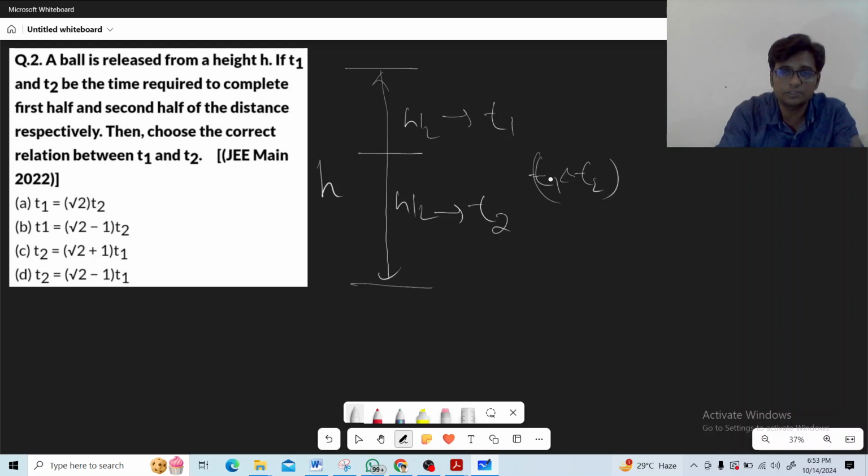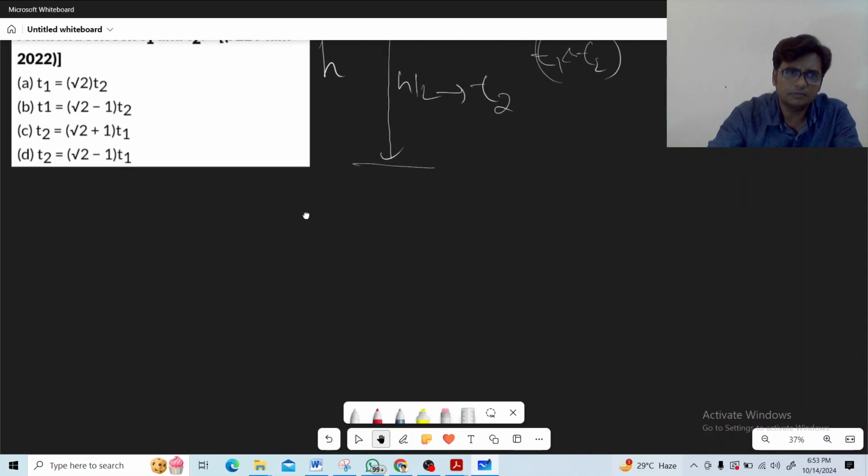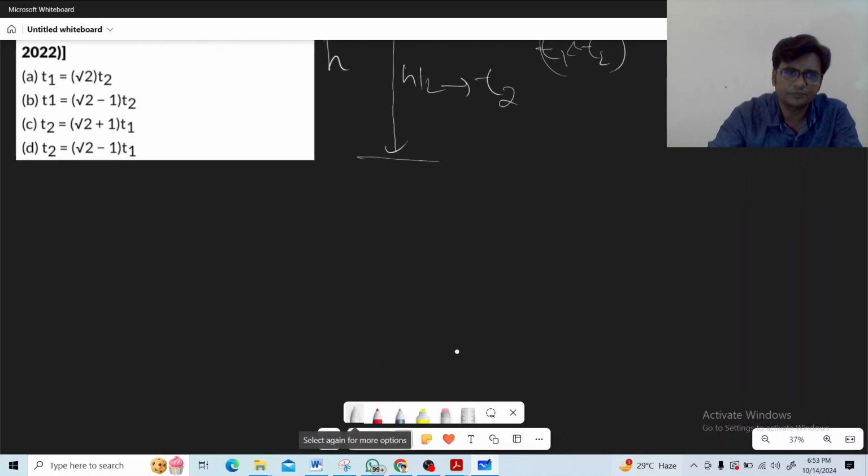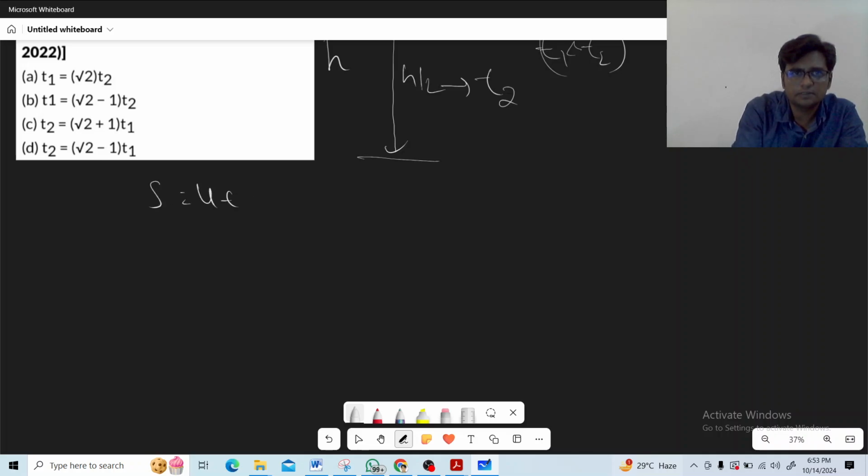So it can be solved by the help of the straight line motion equation, S is equal to ut plus half g t squared. Okay, now.